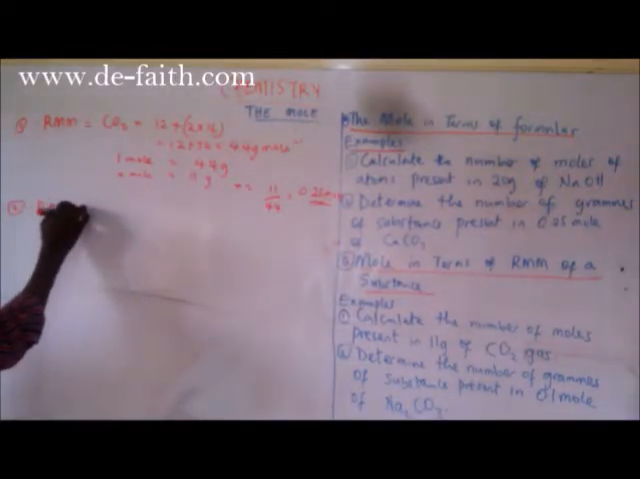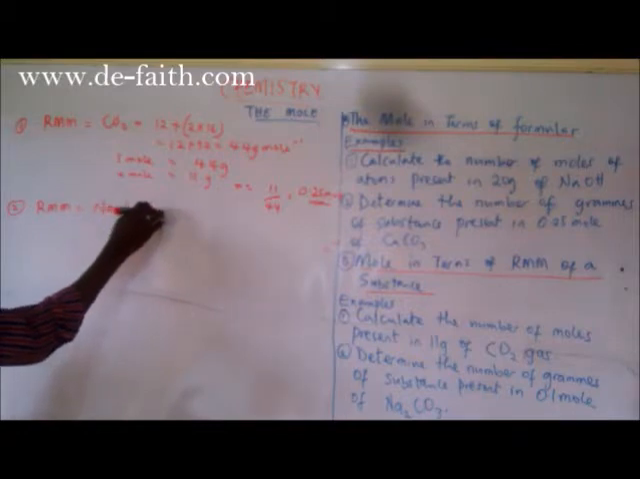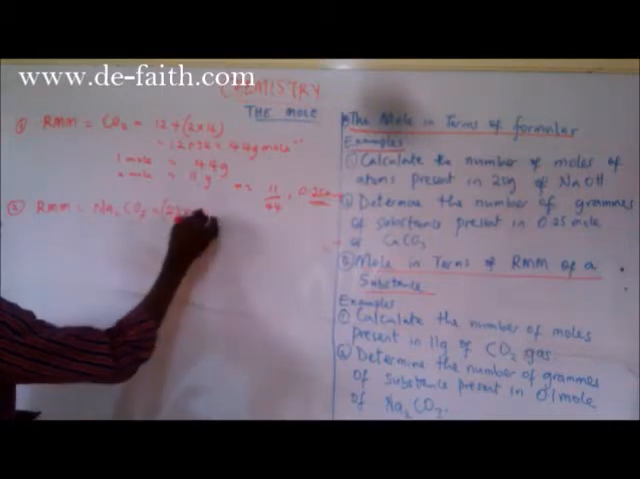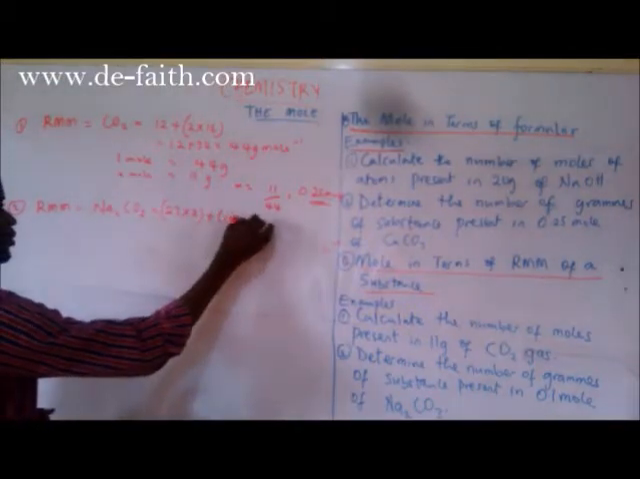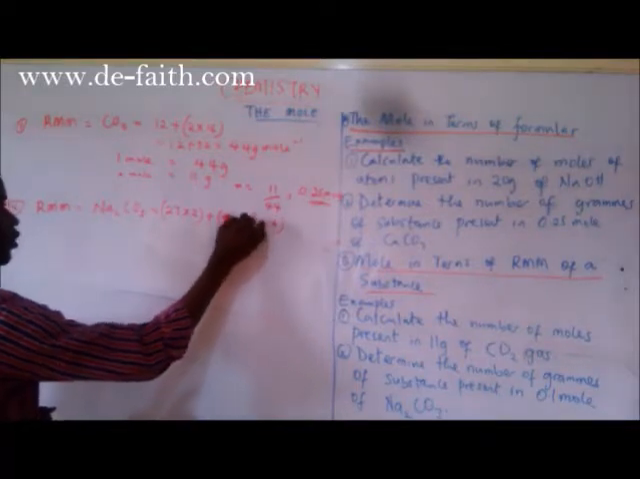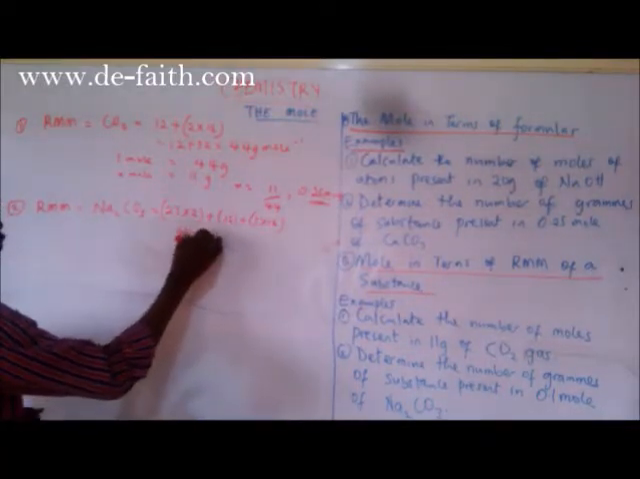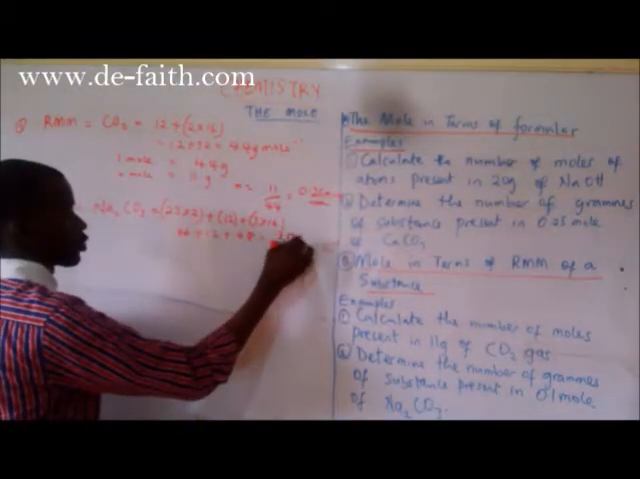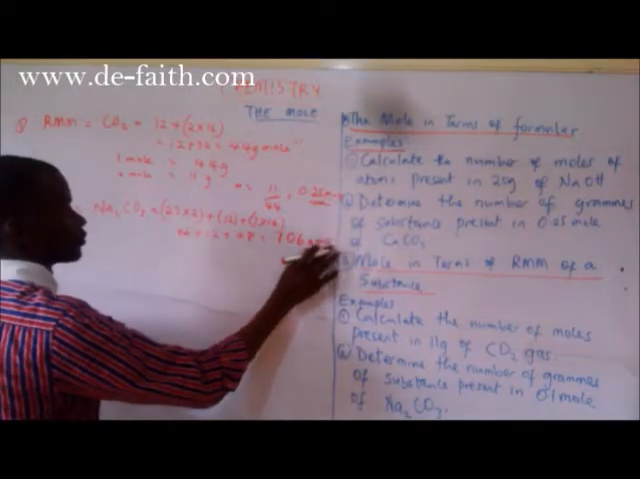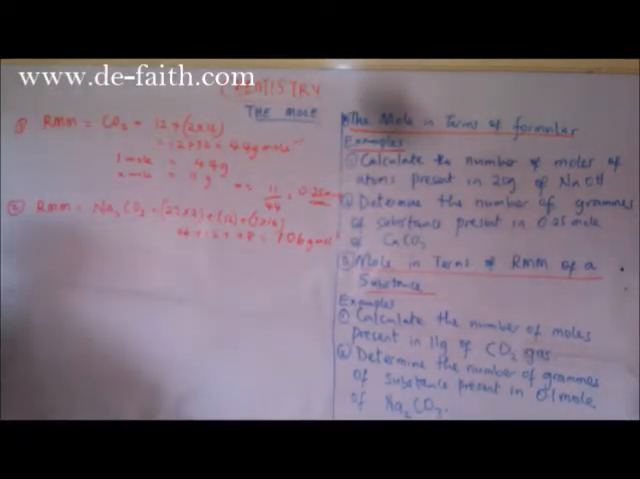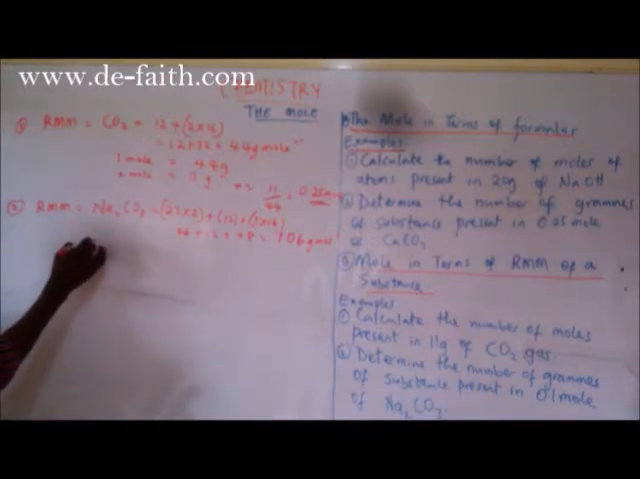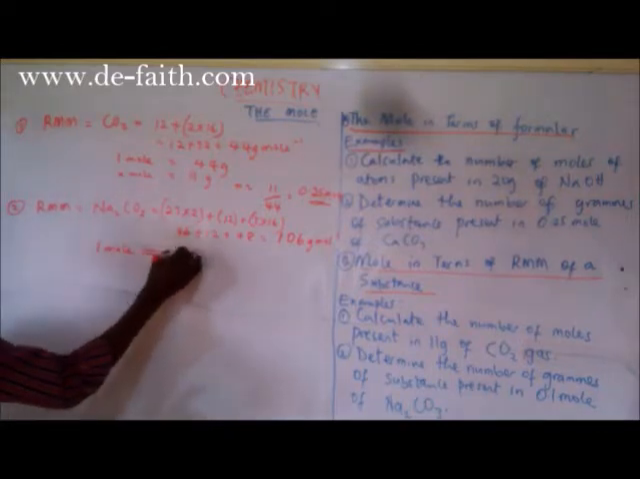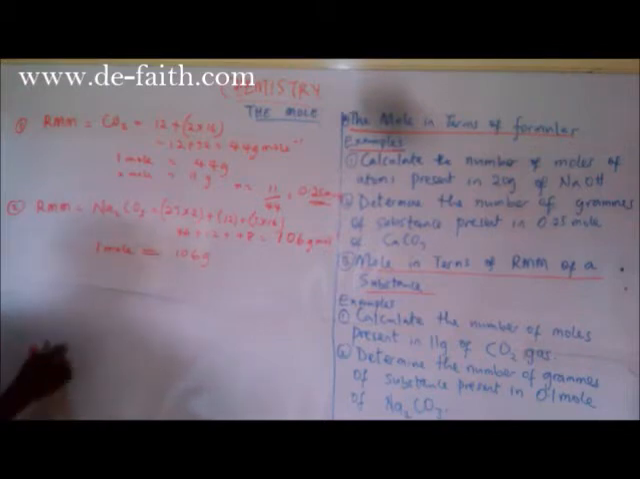We will determine the relative molecular mass of sodium trioxocarbonate(IV), which is 23 times 2, that's for sodium. Carbon is 12 plus 3 times 16 for oxygen. So we have 46 plus 12 plus 48, which gives 106 gram per mole. So with this in mind, we will relate it and say that 1 mole gives 106 gram, which is the relative molecular mass.